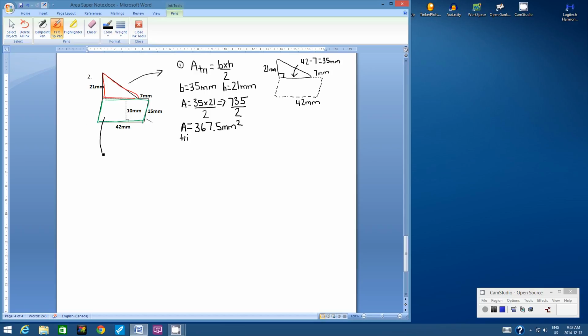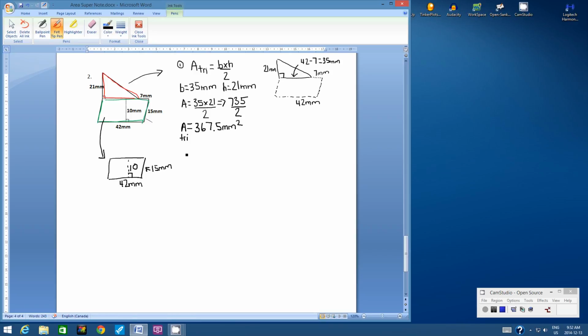So now let's look at this shape down here. Okay, so I've got a height, looks like, of 10, and I've got this base here. Now I'm given this measurement here, 15 millimeters. Does that help us in any way? Well, no, it doesn't, because we're given the height here, and this is all we need to know in terms of a parallelogram.